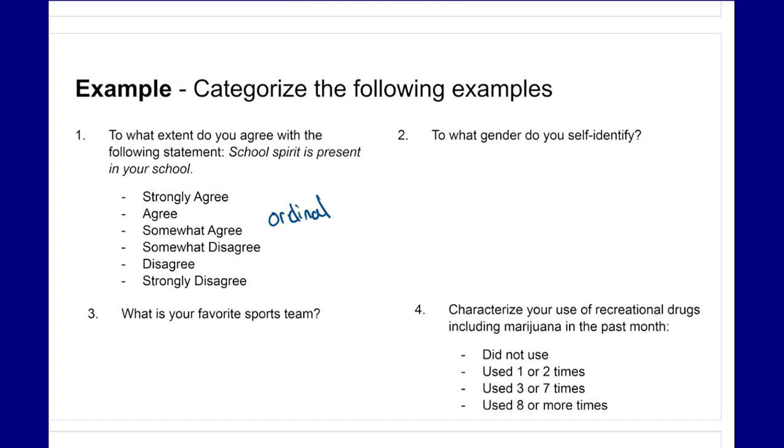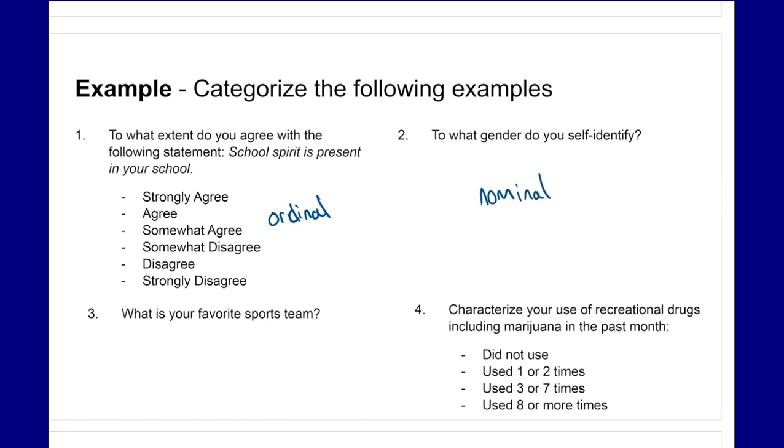Number 2, to what gender do you self-identify? Is there a logical way of ordering this? No. You're not going to put one identification higher than the other. Right? There's no logical way to really organize this. You're still looking at categories, but there's no logical way to order it, so this would be nominal.